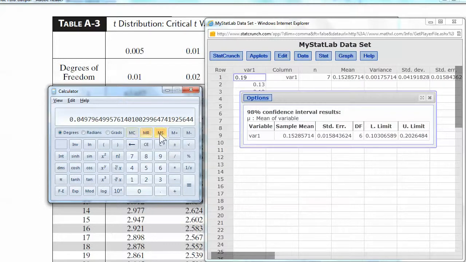So I'll just go ahead and store this. And I'm going to add that to my mean. I'll go ahead and make it negative and add it to the mean. So that's kind of like subtracting it. I should get 103 thousandths, and I did.